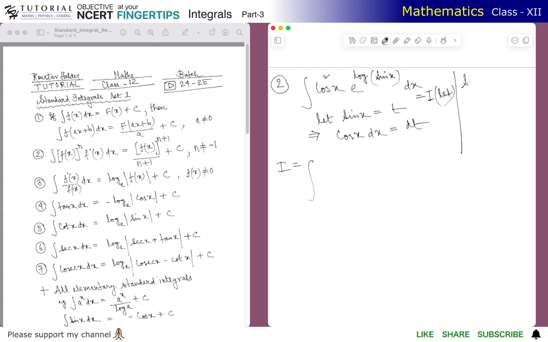Cos square x, sin x, e to the power log sin x is basically sin x. Sorry. So we have to first use the logarithmic properties and simplify it, reduce it to a more simplified form. So this basically becomes cos square x into sin x dx, as we know the logarithmic property a to the power log base a of b equals b. Over here the base is not given, meaning the base is e, and it is e to the power log e sin x. So this whole term is sin x. Now this is the integral we need to solve.